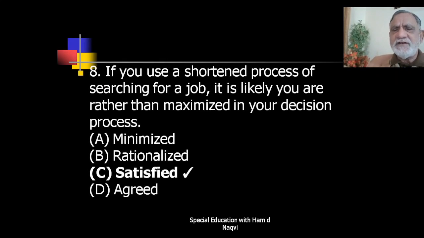If you use a shortened process of searching for a job, it is likely you are rather than maximized in your decision process. This MCQ is relating to the management segment. A few other MCQs which are going to follow are going to be from the management section. I repeat, if you use a shortened process of searching for a job, it is likely you are rather than maximized in your decision process, which would be the correct option? Minimized, rationalized, satisfied, agreed. The option would be that you would be satisfied.